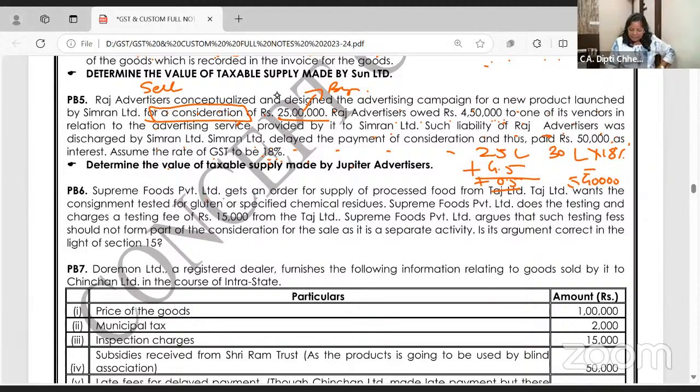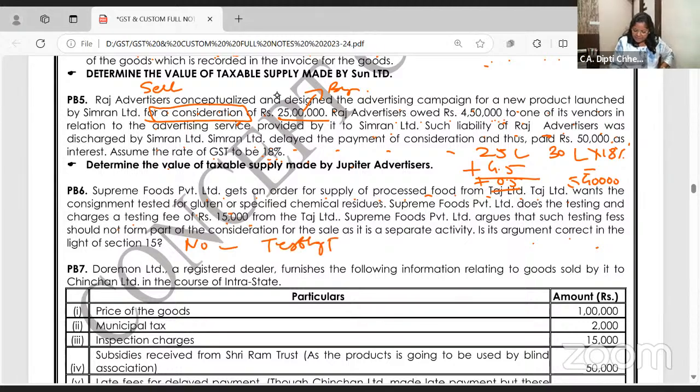Supreme Foods Private Limited gets an order for the supply of processed foods from Taj. Taj wants the consignment tested for gluten. Supreme does the testing and charges a testing fee of 15,000. Supreme argues that such testing fees should not form part of the consideration. Is the argument in line with Section 15? Is the argument correct? Answer is no.